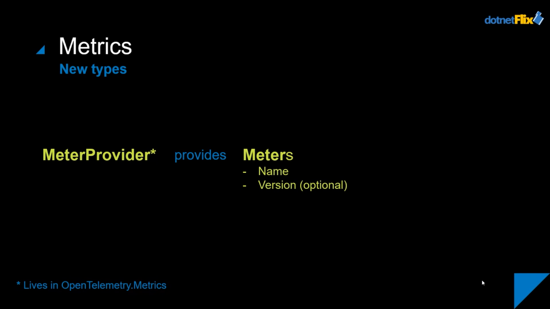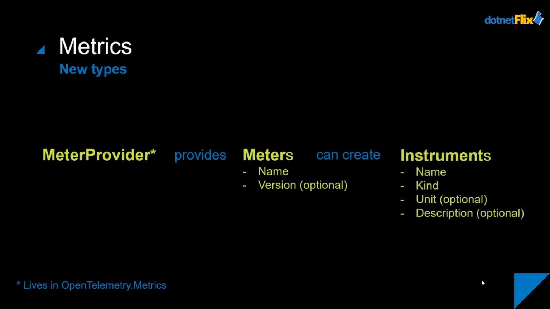A meter provider provides meters, is the way that OpenTelemetry works. And meters always have a name and an optional version. Meters can also be initialized individually without a meter provider. So you don't have to use OpenTelemetry.Metrics to use meters. So meters can create instruments. And instruments are the types that actually measure stuff. An instrument has a name, a kind of instrument, and an optional unit and a description.